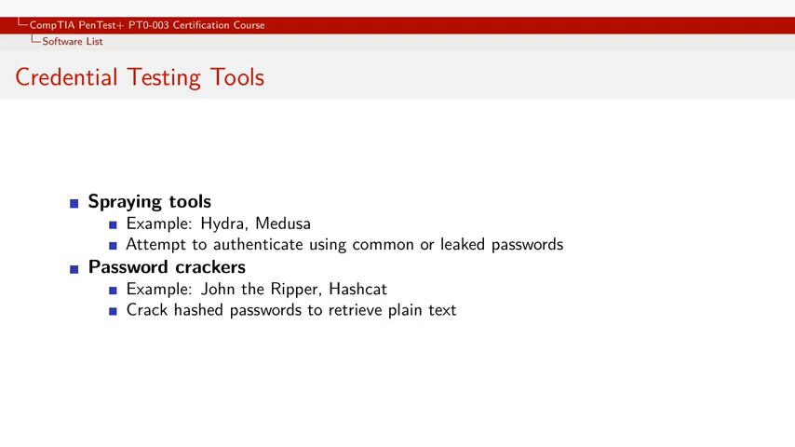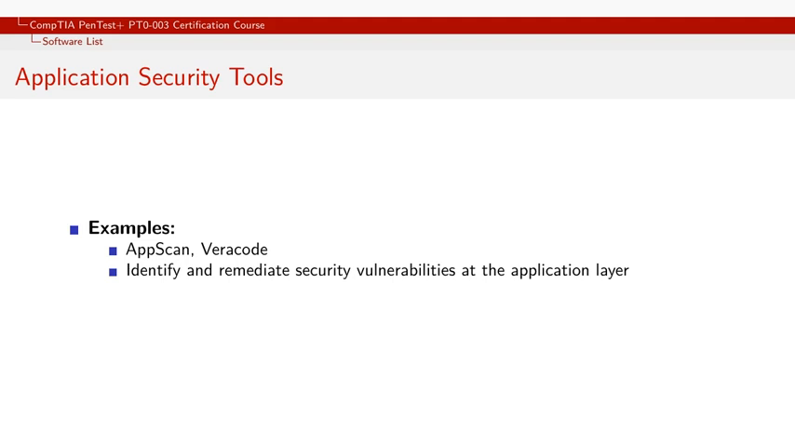Understanding and utilizing these tools effectively is crucial for identifying potential vulnerabilities related to user authentication and implementing better security practices. In this slide, we switch our focus to application security tools, an essential component for the CompTIA PenTest+ PT0-003 certification. Application security tools are designed to identify and remediate security vulnerabilities at the application layer. Two prominent examples are AppScan and Veracode. AppScan is widely used to scan web applications for security risks and provide actionable remediation advice. Veracode, on the other hand, offers a comprehensive suite for static, dynamic, and software composition analysis.